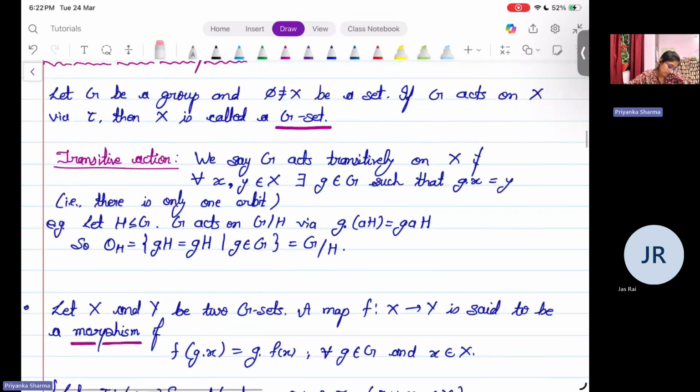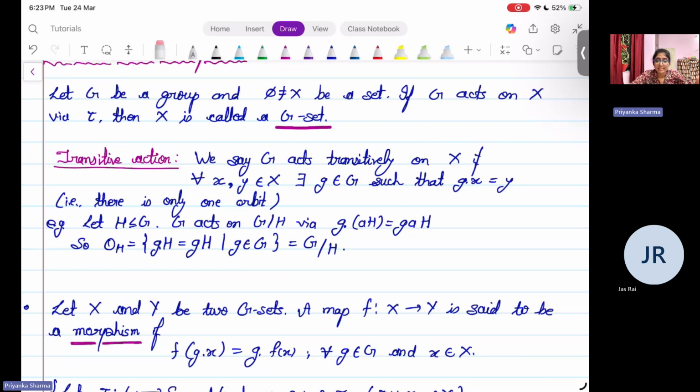Now, we have a term called transitive action. So what is a transitive action? This is a special type of group action. Group action we have already discussed. So when will we call a group action a transitive action? Suppose we have a group G which is acting on X, then we say that G acts transitively on X if for all x and y belonging to X, there exists some g belonging to G such that g dot x is y.